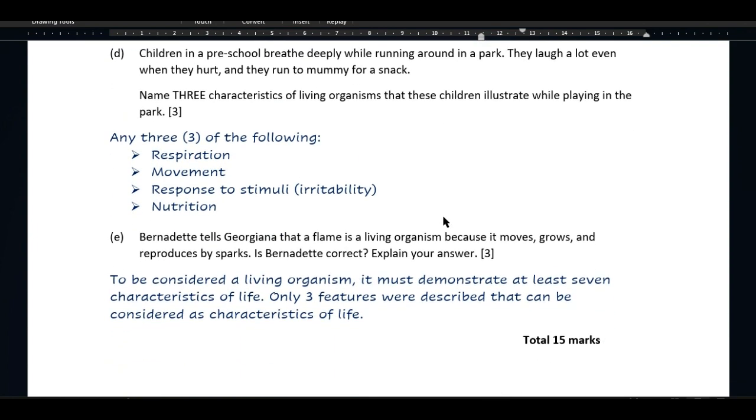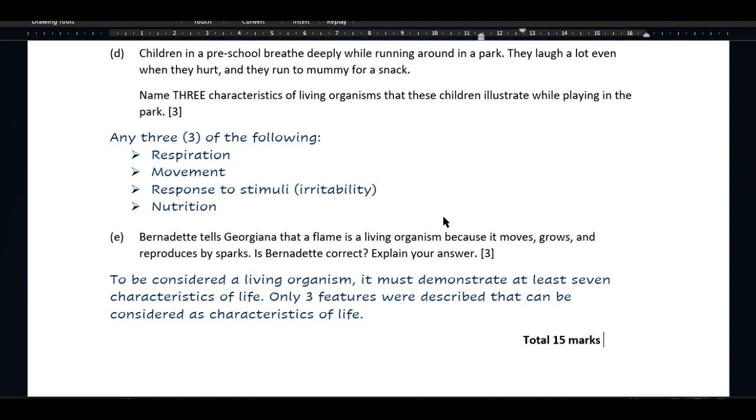And then for this one, again, it's straightforward. You want to pay attention to the scenario presented, right? A lot of people, well, there were several persons who just answered the question based on, well, I know the characteristics of life, so just pick three. No, you have to answer given the scenario. All right. So based on the scenario, these are the characteristics of life that were being illustrated while they were playing in the park. All right.